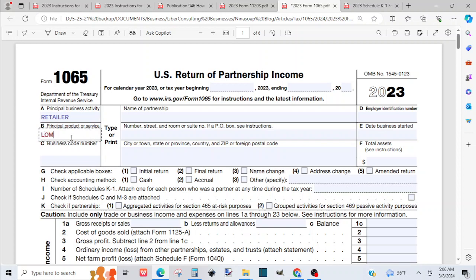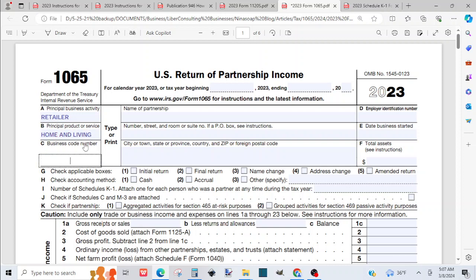Let's just put home and living product. Don't know if you will have space for that. Household product, why not? Okay, so business code.